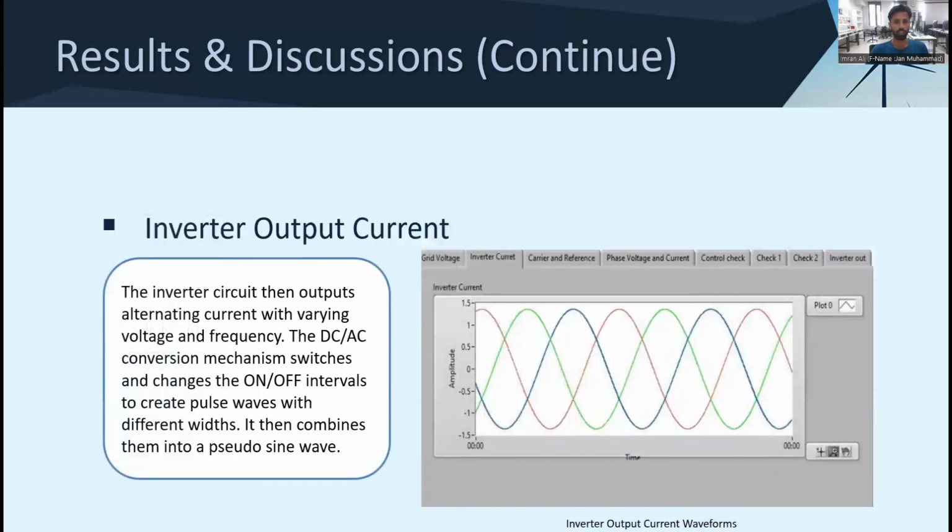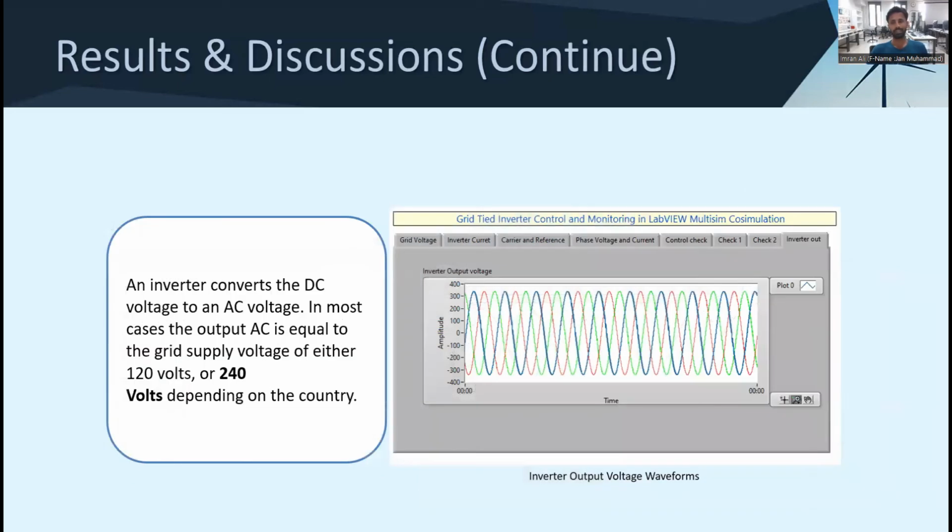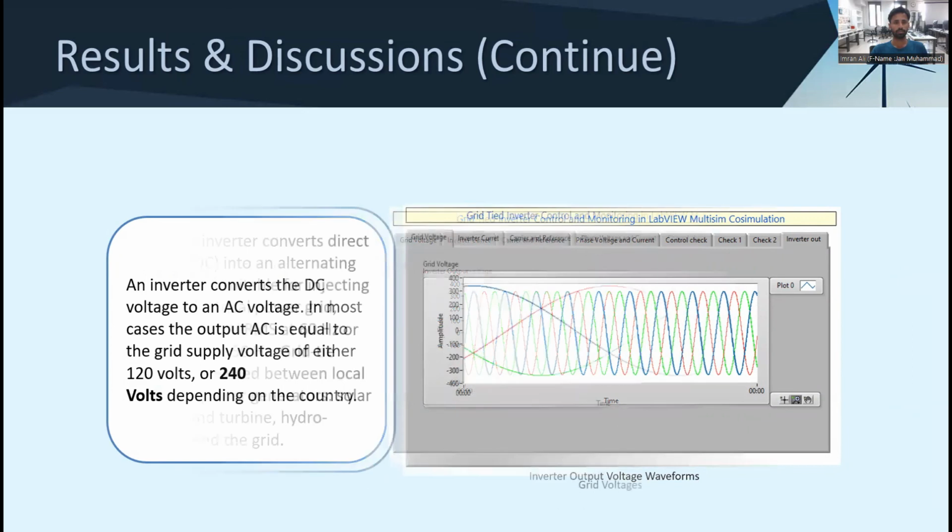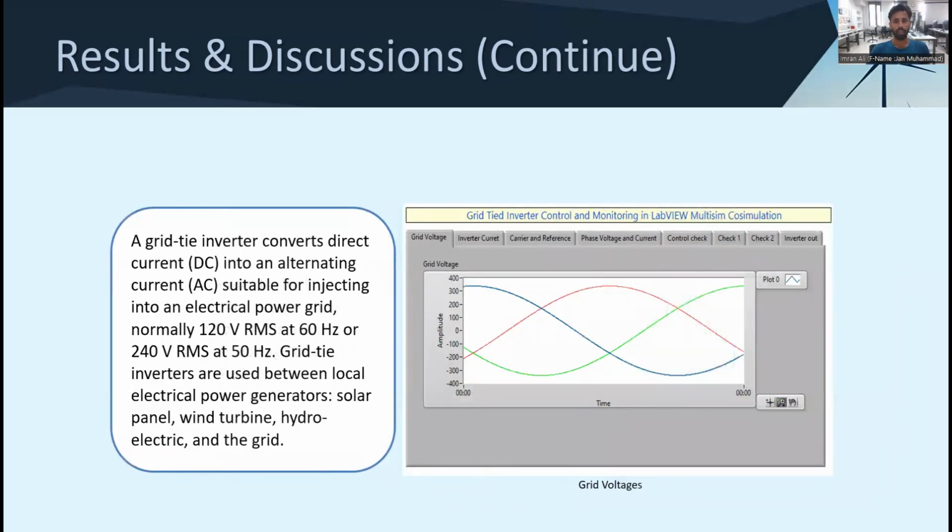This is the output current of the inverter, which has been taken from the inverter. And as we know, inverter current gives an alternating current. This is the inverter output voltages, and this is the gate voltages.